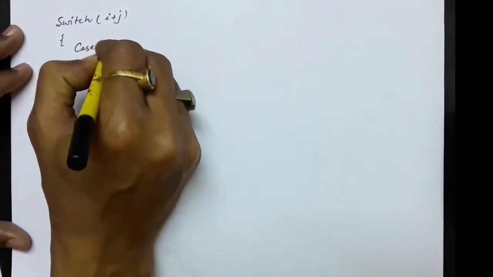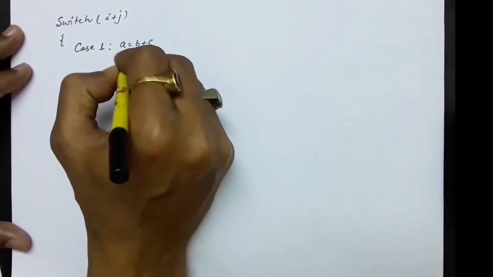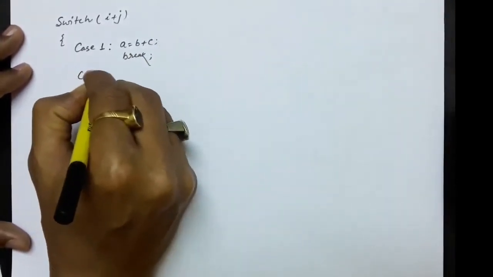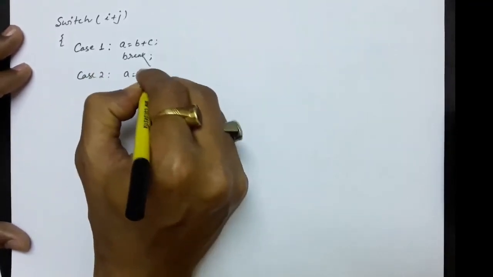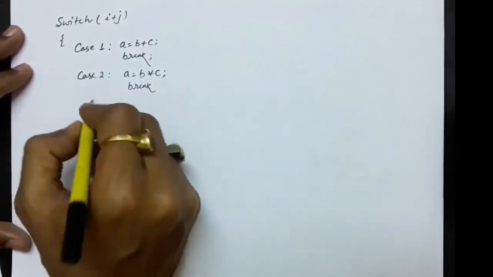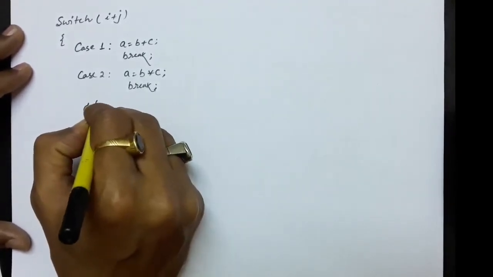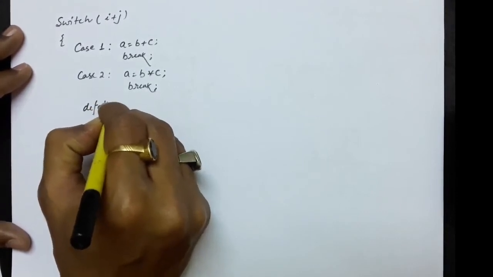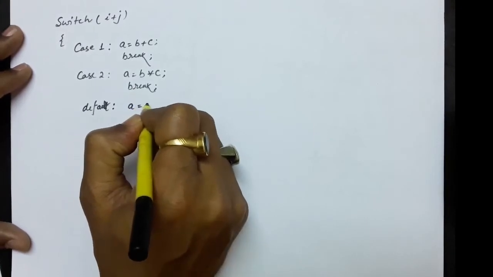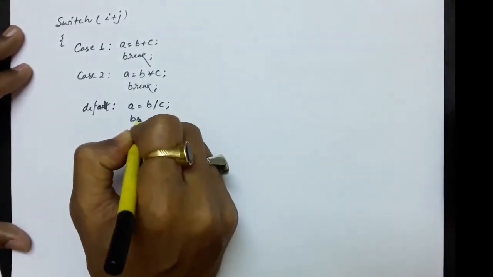Let's say if the case is 1, then we are going to do A equals to B plus C and then a break statement. And if case is 2, we are going to do A equals to B multiplied with C and then a break statement. But if I plus j is neither 1 nor 2, then in the default case, A equals to B division C and then break.